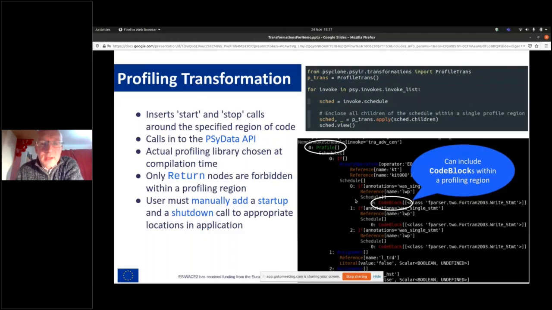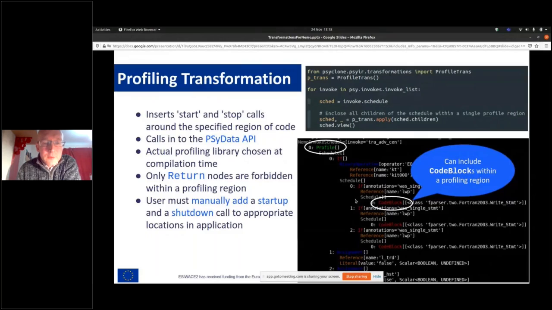Now, because PSyclone, whether or not it's the LFRic API or the NEMO API, doesn't know about the structure of your application. It doesn't know, if you like, where your main routine is. It doesn't know where the time stepping loop is. And therefore, it has no way of working out where to add any startup and any shutdown calls. So that has to be done manually by the user. And the hands-on example that you're about to do now will get you to do that.